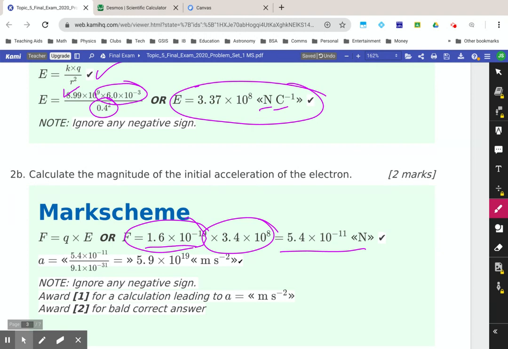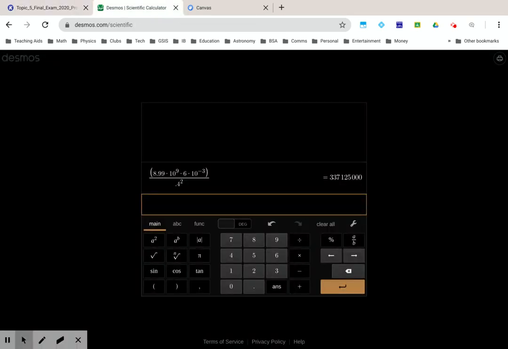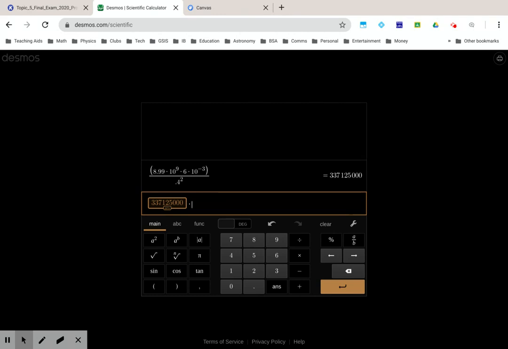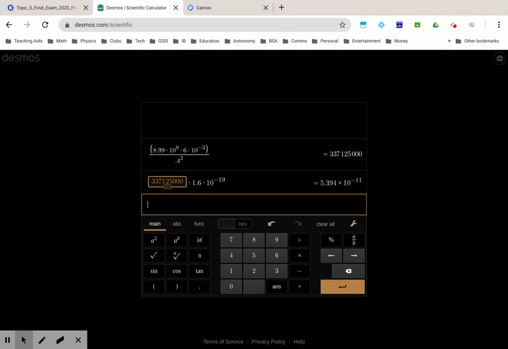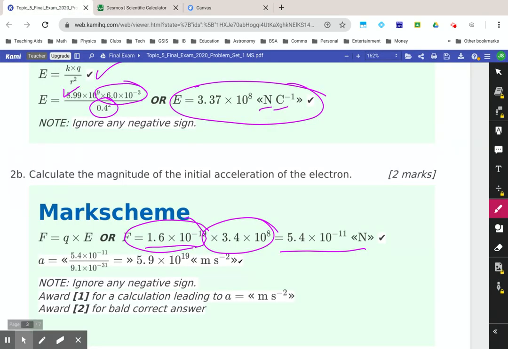Let's just confirm. It's always good to actually calculate yourself. Don't just look at it and say, yeah, sure. Punch the buttons. So let's take our answer from before times 1.6 times 10 to the negative 19th. I get about 5.4 times 10 to the negative 11th. Looks good. Checks out.